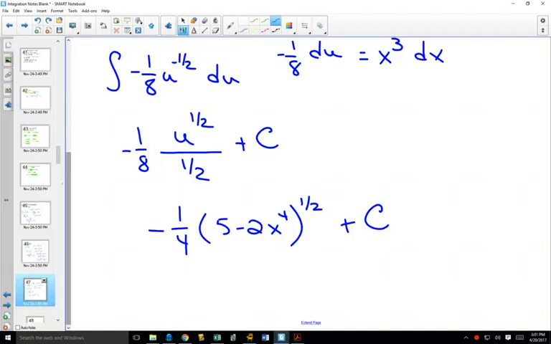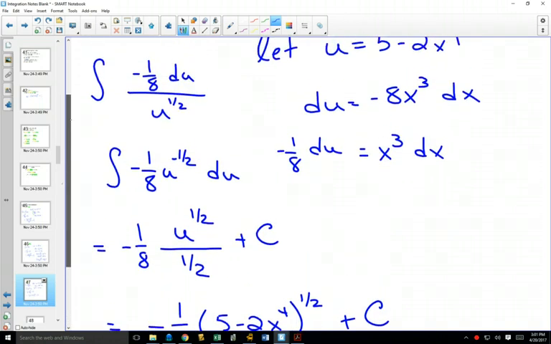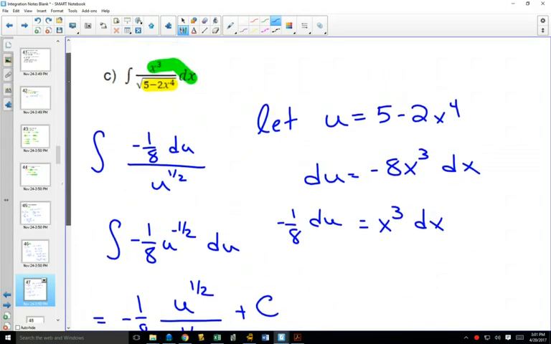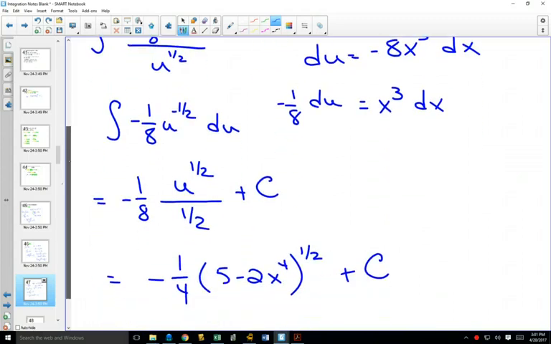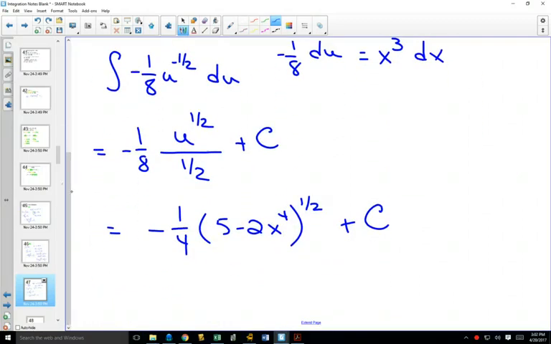Whew. This is a good example of one where even if you saw the chain rule to begin with, it might not have been easy to figure out that the final coefficient should be a 1/4.